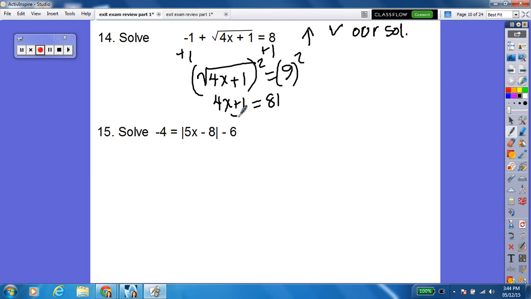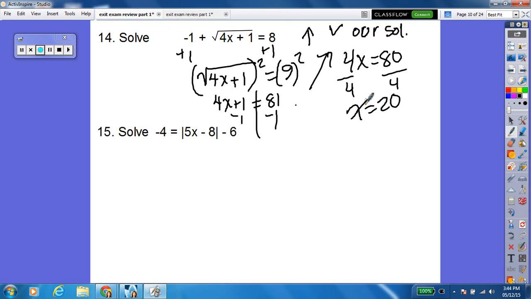So that cancels out to 4x plus 1 equals 81. And now we've got what we need. We're going to move that to the other side. So 4x is equal to 80. Divide by 4. We get x equals 20. Now all we got to do is go and check it. Okay? X is 20. So we're going to plug it in.